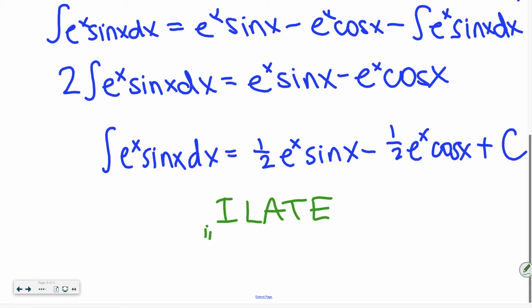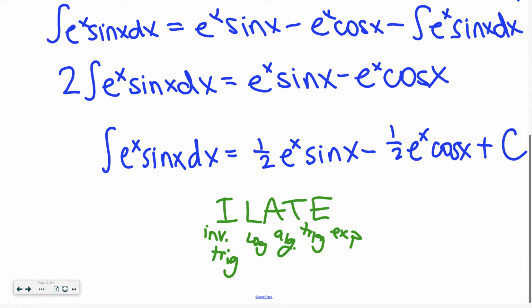So inverse, trig, logarithms, algebraic polynomials, trig, and exponentials. Okay? And this would be for when we are choosing our u for the u dv.